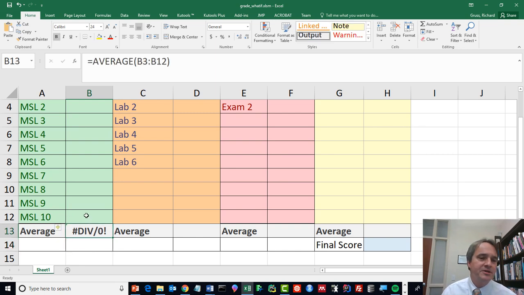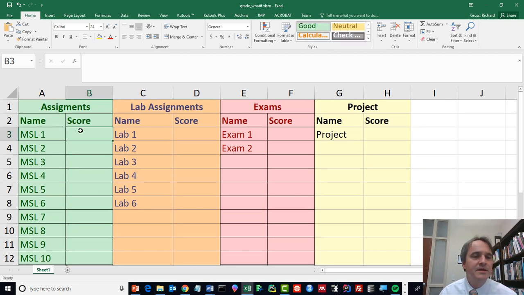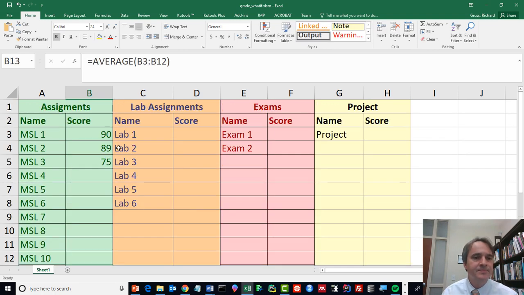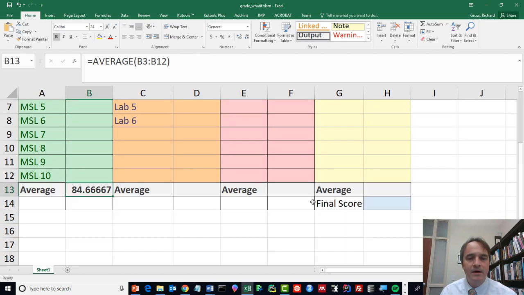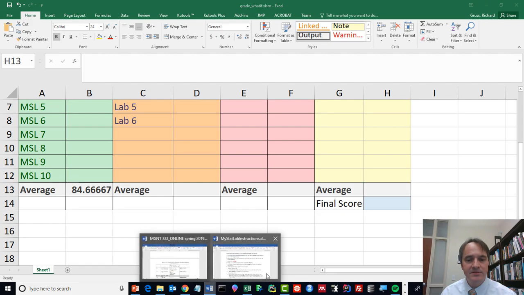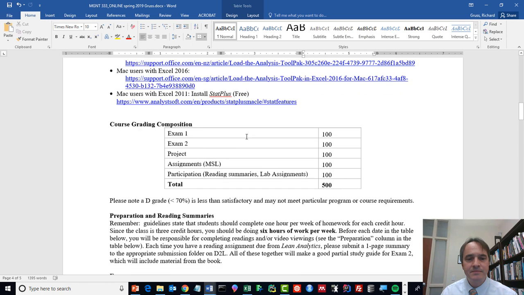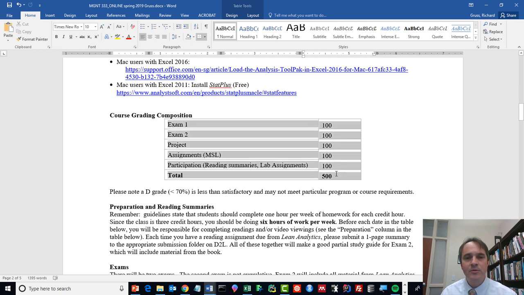Now it's division by 0 here because we don't have anything in here, but so I might just say, okay, well, these are not too hard, so I would expect a 90, an 89, maybe an occasional 75, and so forth. So your average will be updated down here. And so what you'll do is combine all of these averages and then calculate them in a way that corresponds to what's on the syllabus. So if you come back here, this will tell you how much they are weighted.